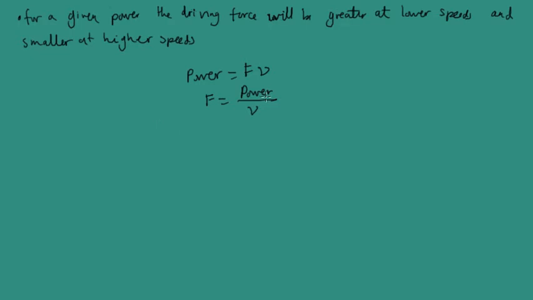For example, a car pulling off from stationary under maximum power, so we've got our car and it pulls off from stationary at maximum power. It has a low speed, so the speed is going to be small, but the driving force is high. Therefore, it can accelerate more quickly.